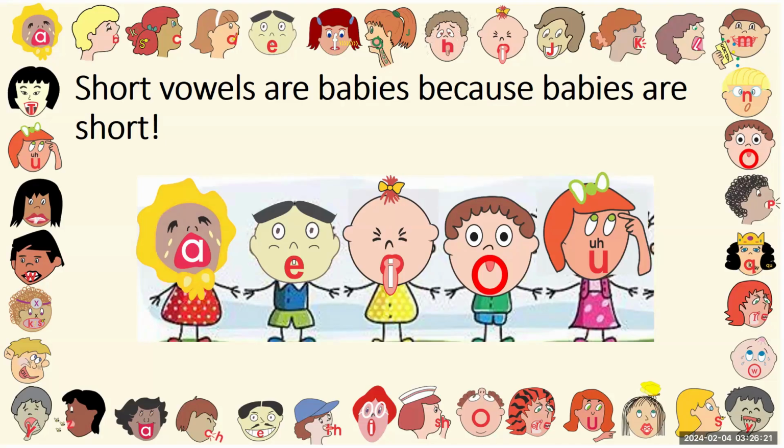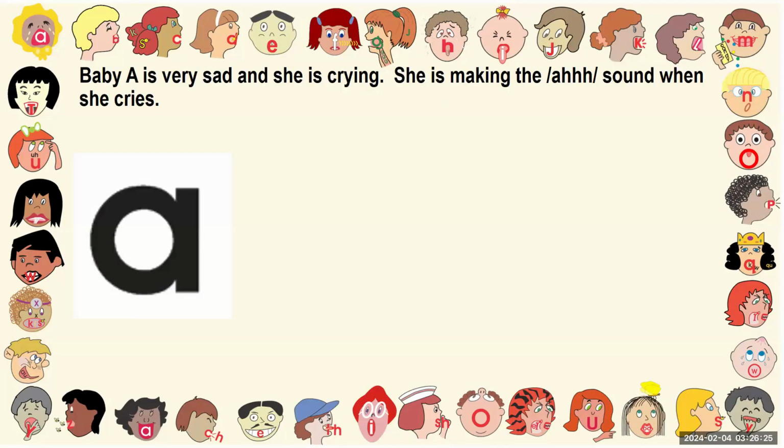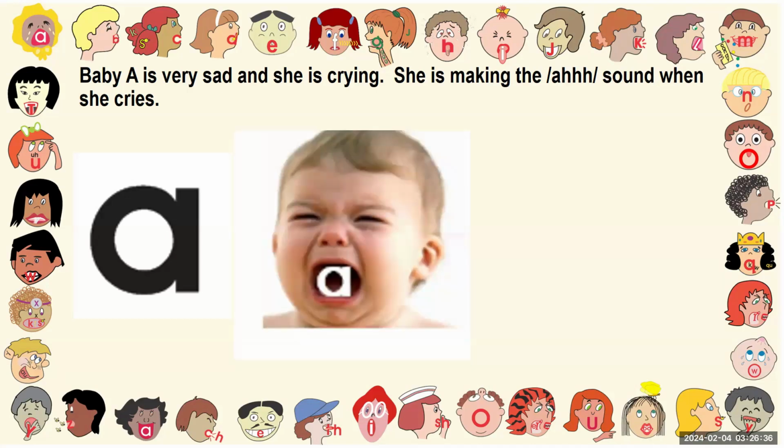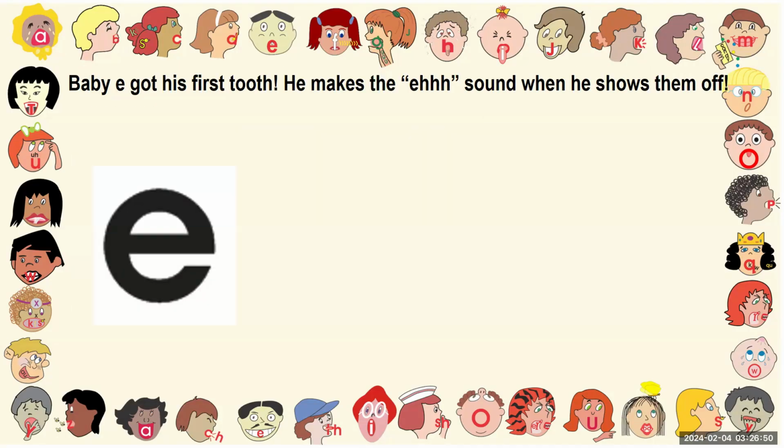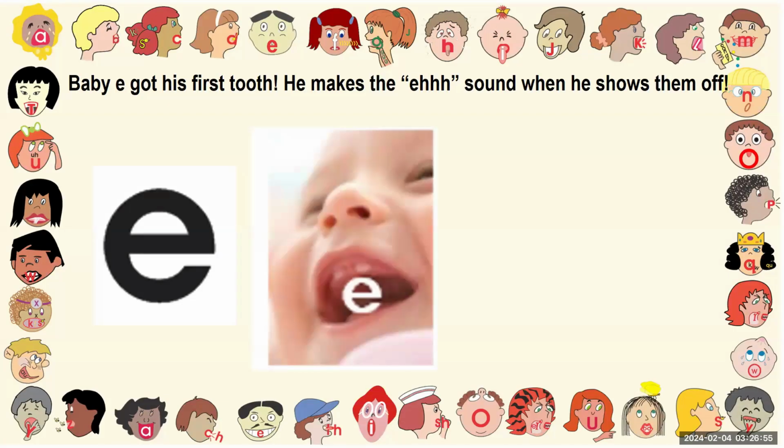So the short vowels, they're babies. Babies are short. So when we look at this example of the short vowel baby A, we're going to look for an association to an event, the event is being sad. And so the baby cries, ah, ah, wide open mouth.